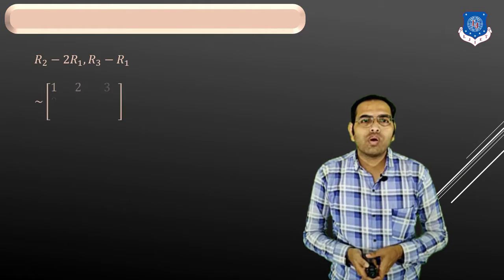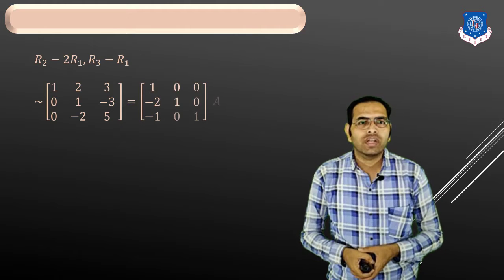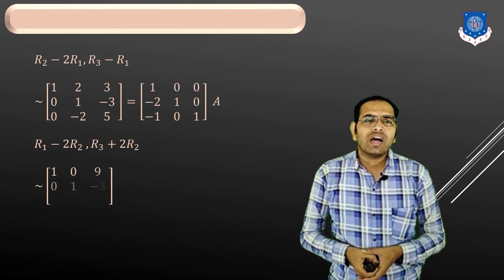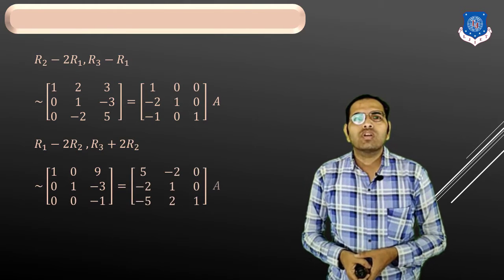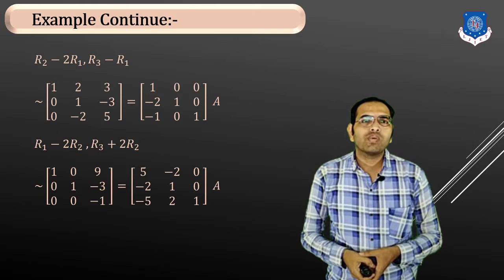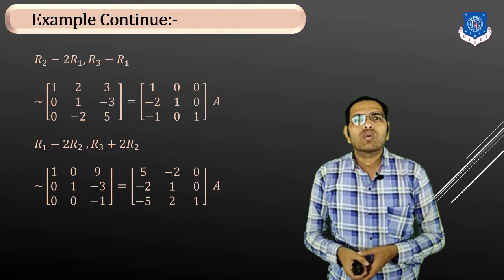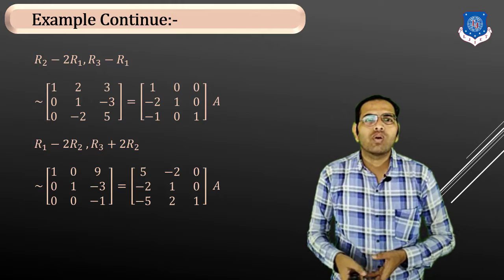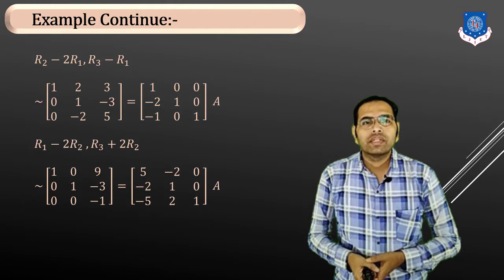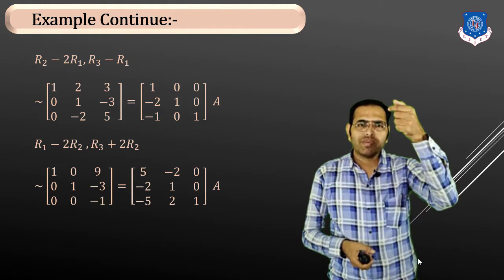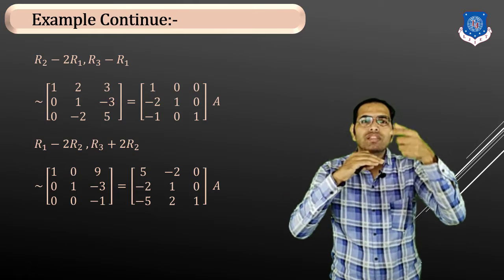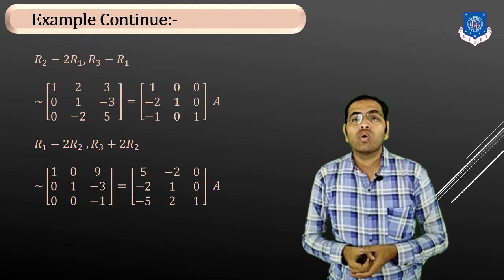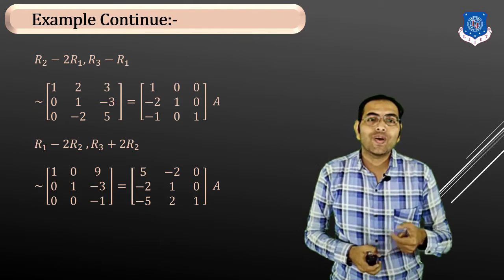For that, applying the row operations R2 minus 2R1 and R3 minus R1 will give you [1 2 3; 0 1 -3; 0 -2 5] = [1 0 0; -2 1 0; -1 0 1] into A. Now the first column has a leading 1 and the bottom entries are 0.